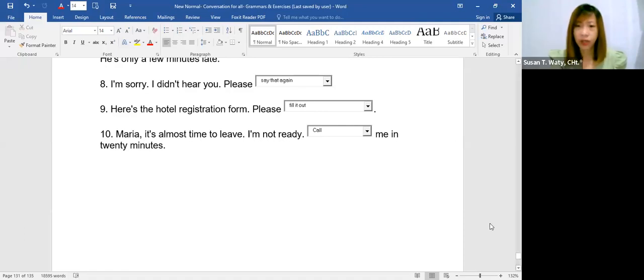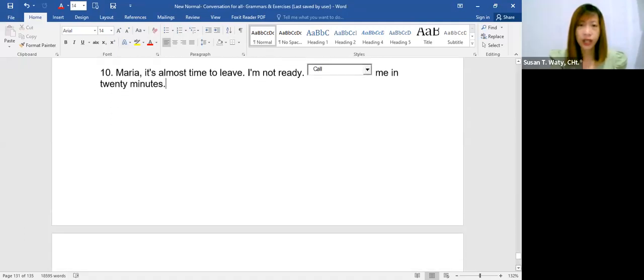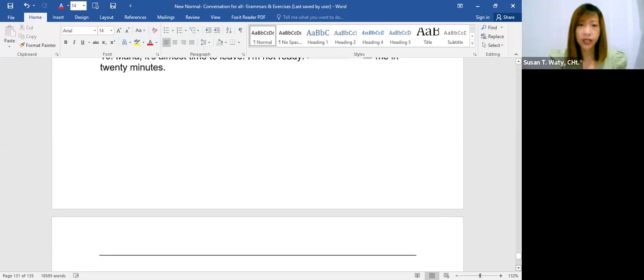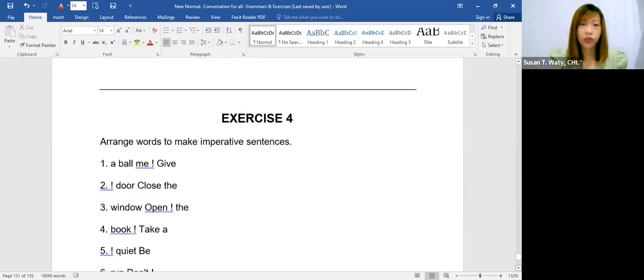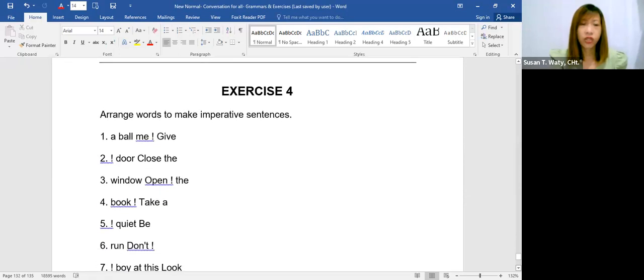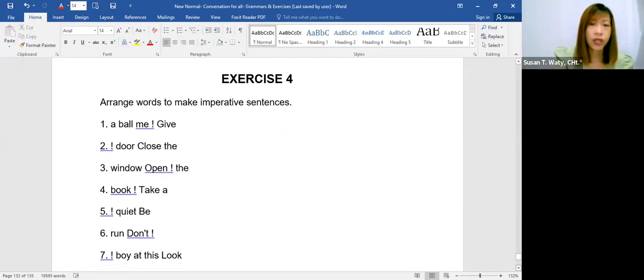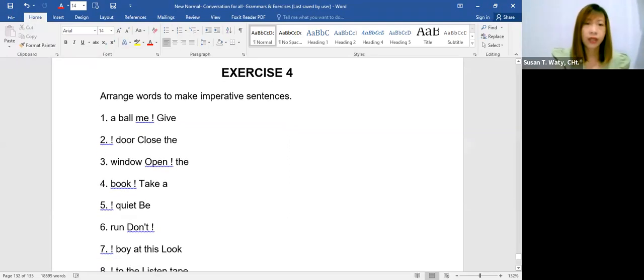All right, so that's exercise number 3. Move on to number 4, guys. What you need to do is just arrange the words to be an imperative sentence, guys. Make your own sentence out of those words.